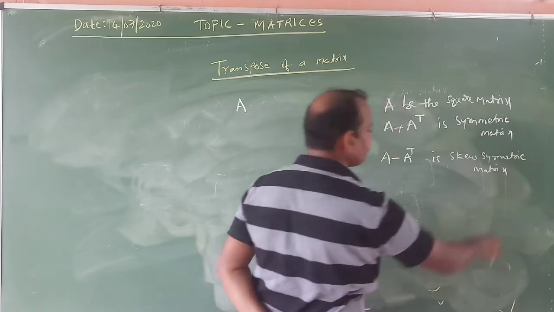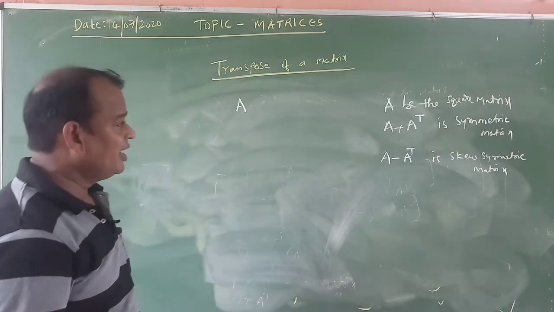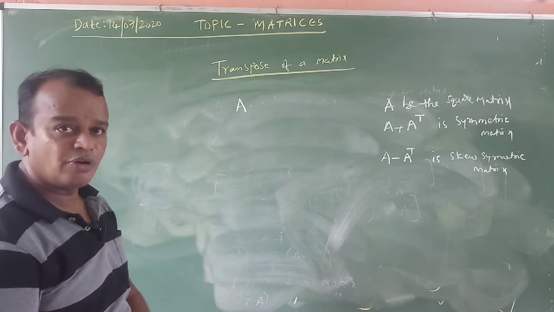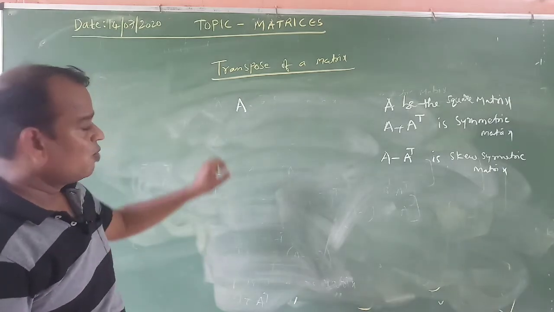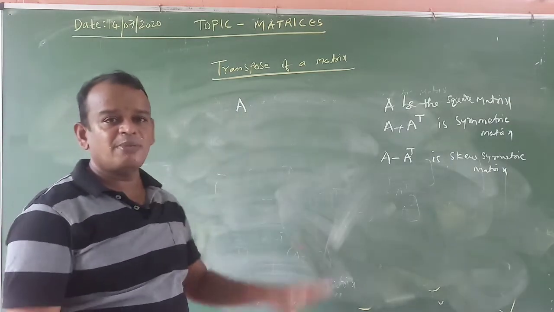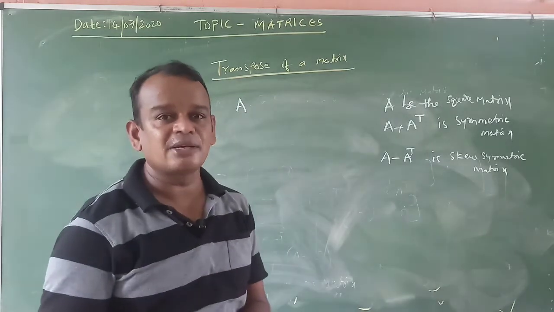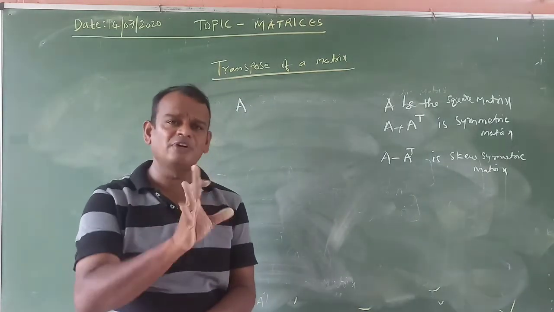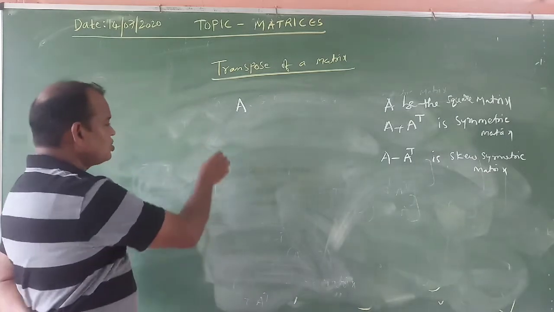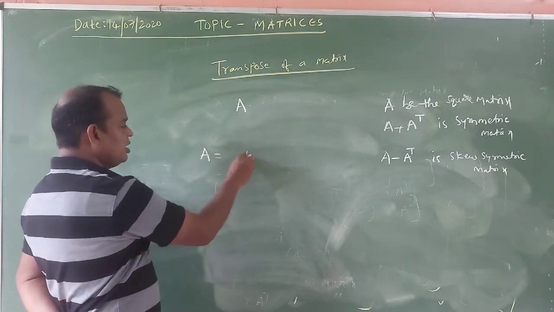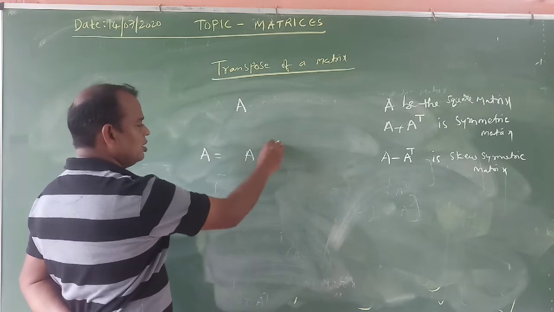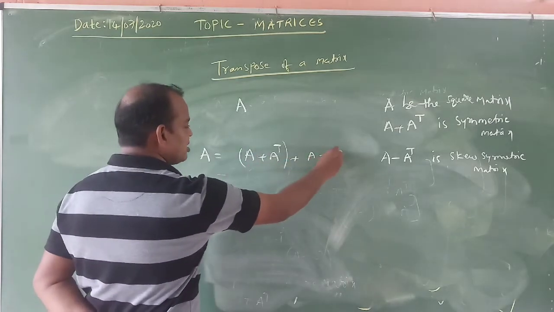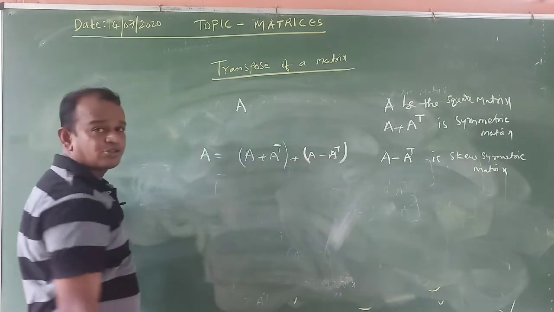Any doubt? No doubt at all. A plus A transpose is a symmetric matrix, A minus A transpose is a skew symmetric matrix, you know very well. What is the question? One square matrix is given. That square matrix we will express as a sum of a symmetric and a skew symmetric matrix uniquely, meaning only one way. Suppose this is the A matrix. I will write A plus A transpose, this is a symmetric matrix, plus A minus A transpose, this is a skew symmetric matrix.